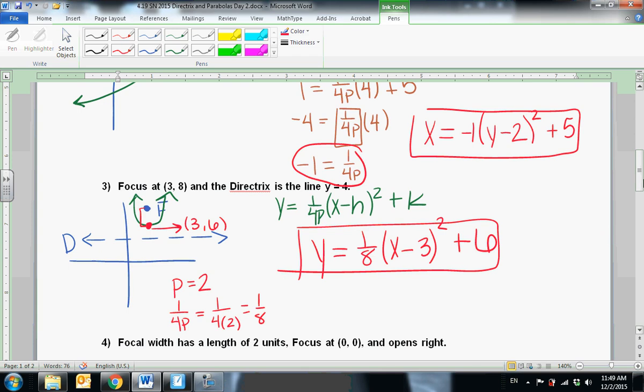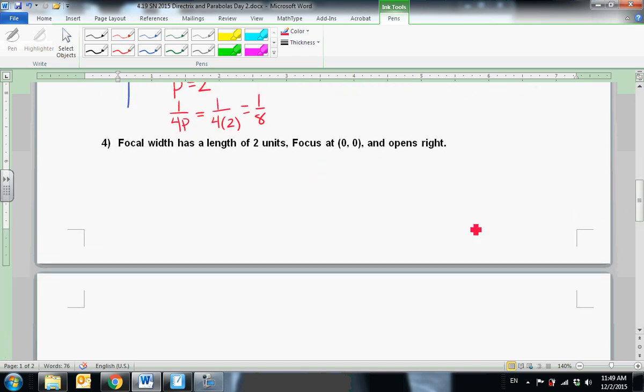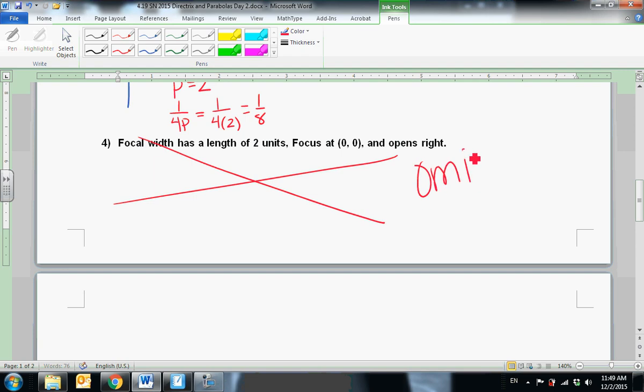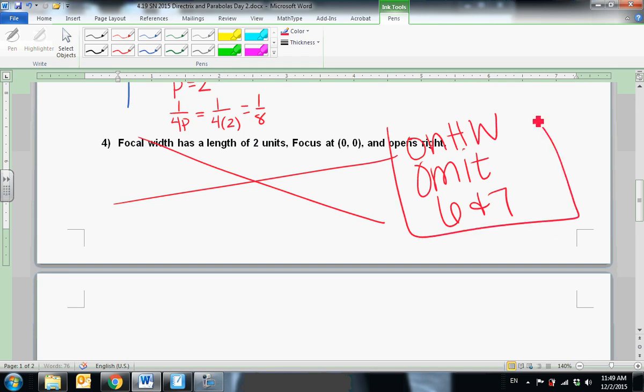Okay, we are not going to do number 4 because we haven't talked about a focal width. We're not going to really worry about that today. Okay, on the homework I'm about to give out to you, you may omit 6 and 7. On your homework, you may omit numbers 6 and 7.